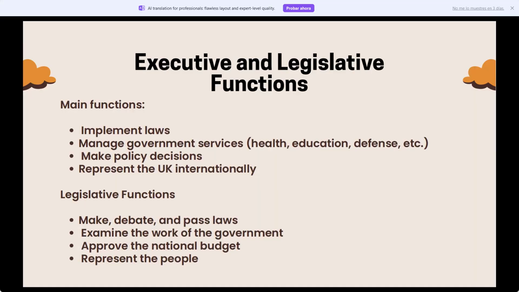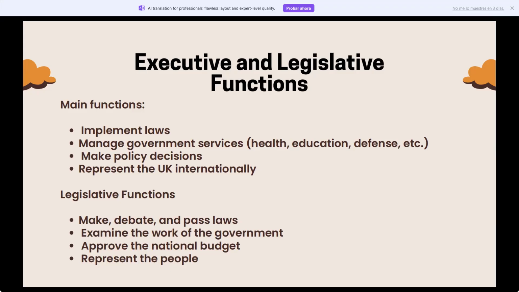Yes, Parliament also has key legislative functions. It debates and passes laws, examines the actions of the government, approves the national budget, and represents the people. For a bill to become a law, it must go through several readings in both houses and then receive royal assent from the monarch. In this way, all parts of the United Kingdom government work together to create, apply, and oversee the laws of the country.